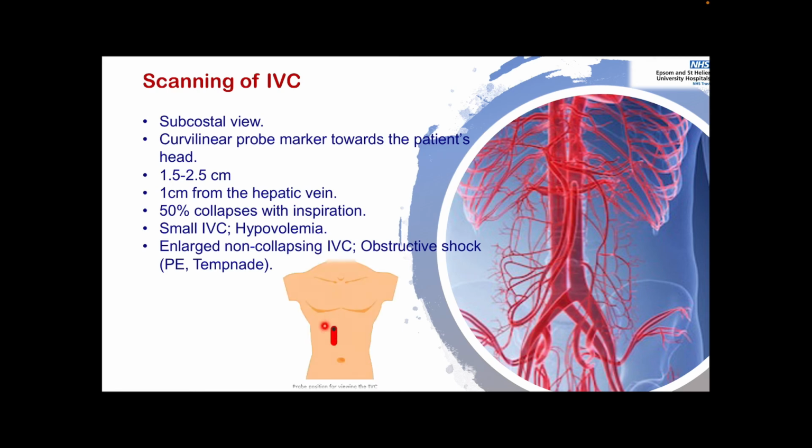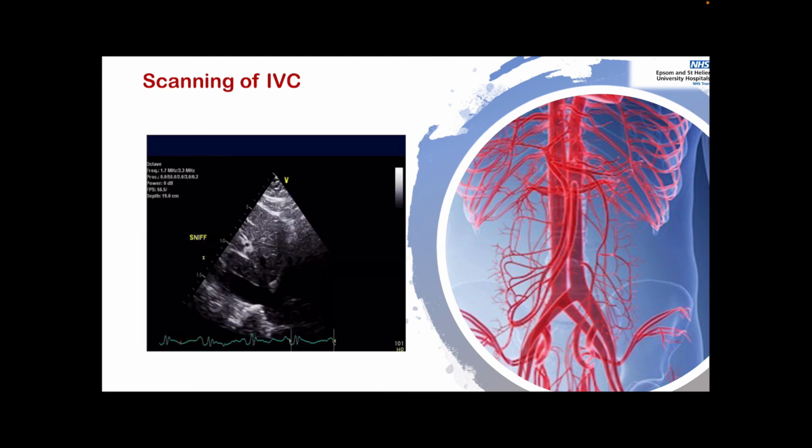And this is the position of the probe. The marker will be facing towards the head, and this is the epigastric area to scan the inferior vena cava. We can see here, this is the subcostal view, and this is the inferior vena cava while it's entering the heart, and you can see it's collapsing with inspiration. It's about 50% collapse.